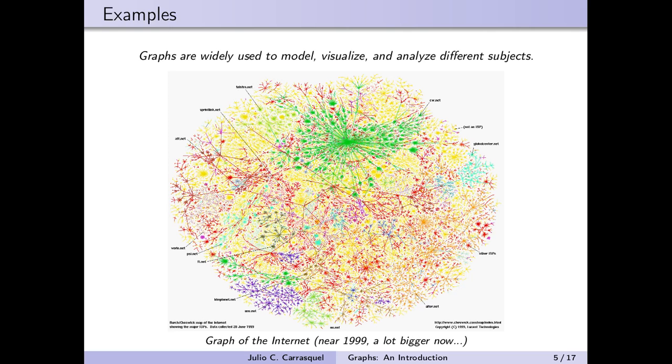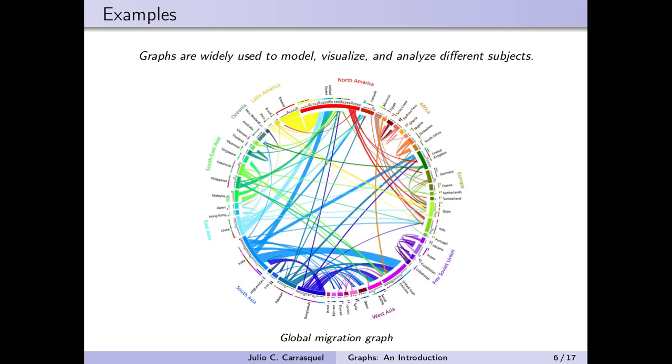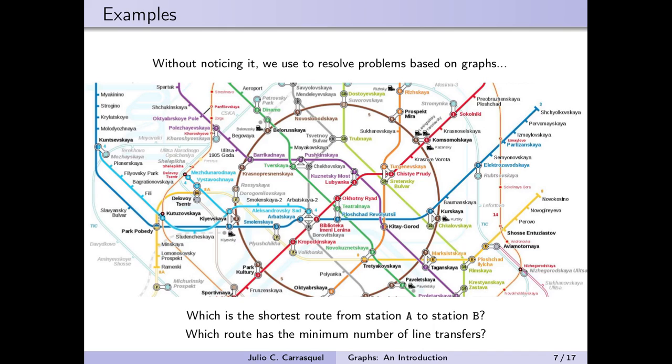Graphs are used to analyze all kinds of subjects. For example, this is the graph of the internet for the year 1999. Of course, now it should be even bigger. Here the nodes represent the sites. This is another example of a global migration graph where each country can be seen as a node. And the edges represent the movement of people from one country to another. Here the idea is that the thicker or the bigger the edge is, the greater the movement of people from one place to another.